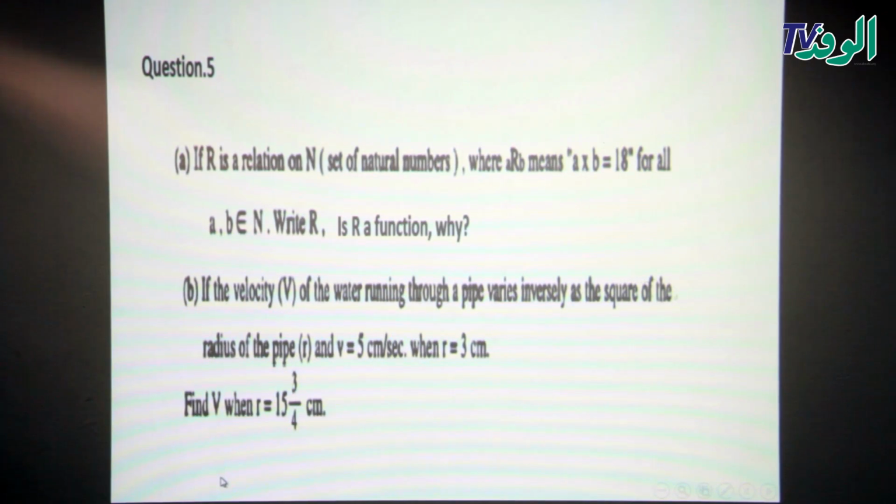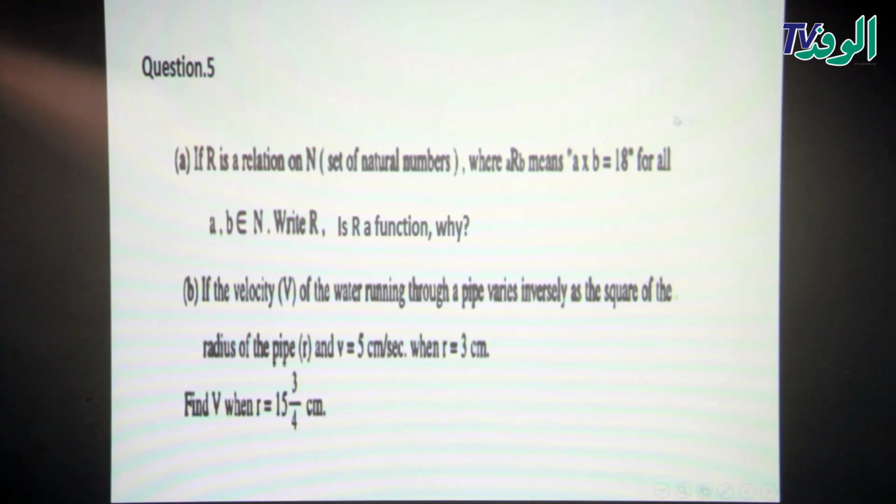Okay, fifth question. If R is a relation on natural numbers where A is related to B such that A product B is 18 for all A, B belongs to N. Write whether R is a function and why.